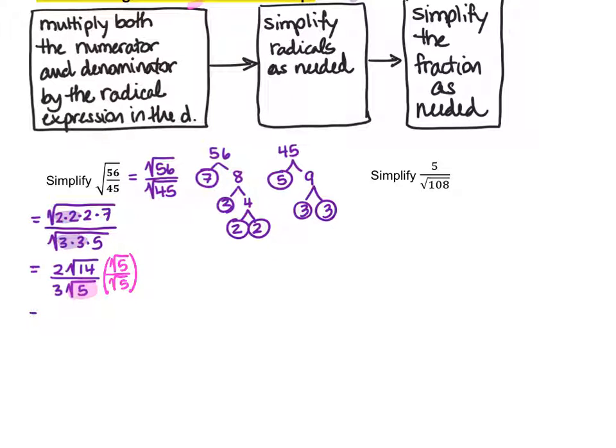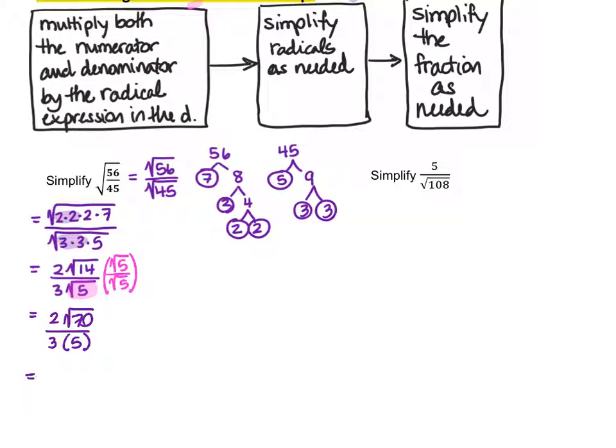So this is going to be 2 times the square root of 70 divided by 3 times the square root of 5 times the square root of 5. Well, we know the square root of 5 times the square root of 5 is equal to the square root of 25, or 5. That means that we have in the denominator 3 times 5.